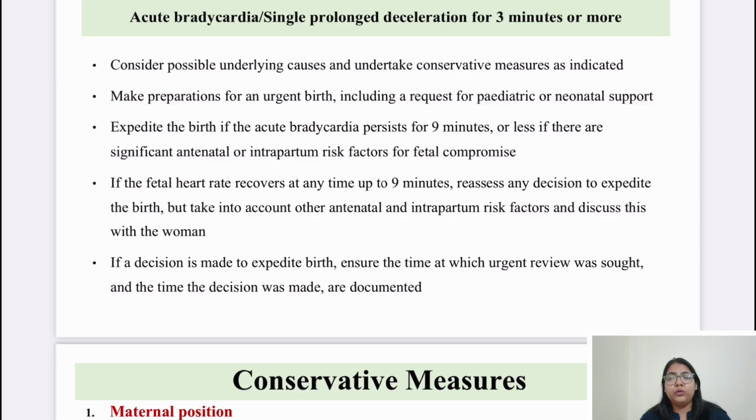Now what will you do if there is acute fetal bradycardia? You again always consider underlying causes and take conservative measures. This is true for amber features and red features, that is, suspicious CTG and pathological CTG, and make a plan for urgent birth, including a request to pediatrics or neonatal support, because if the baby comes out not crying or in distress or not responding, then a senior pediatrician should be present there to take care of the baby.